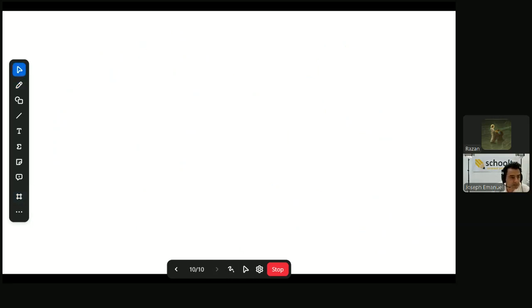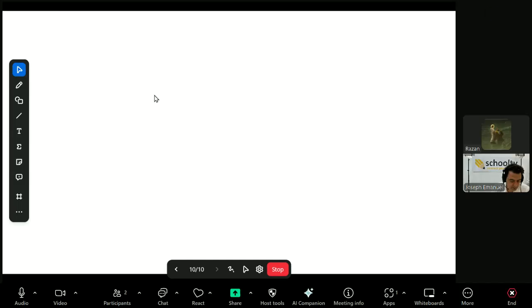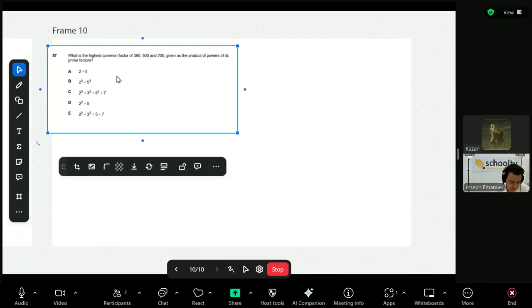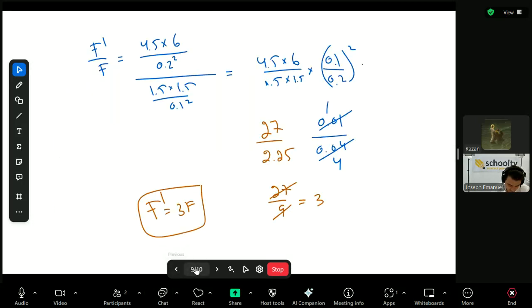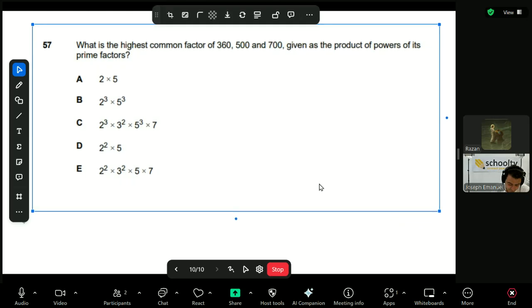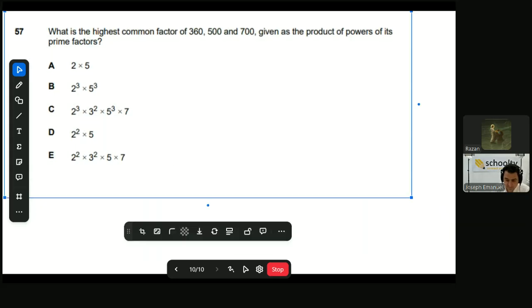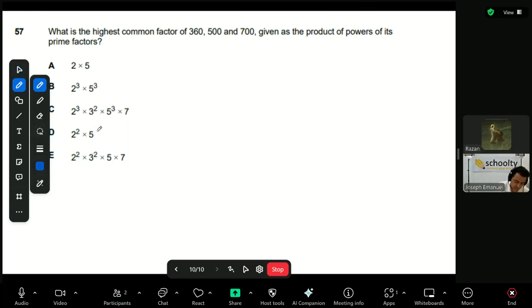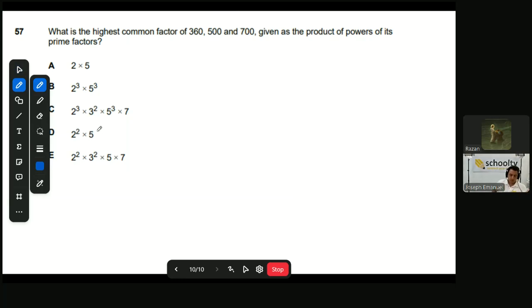Okay, let's move on to the mathematics. Mathematical questions, we have this one, question number 57. What is the highest common factor of 360, 500, and 700, given as the product of powers of its prime factors?